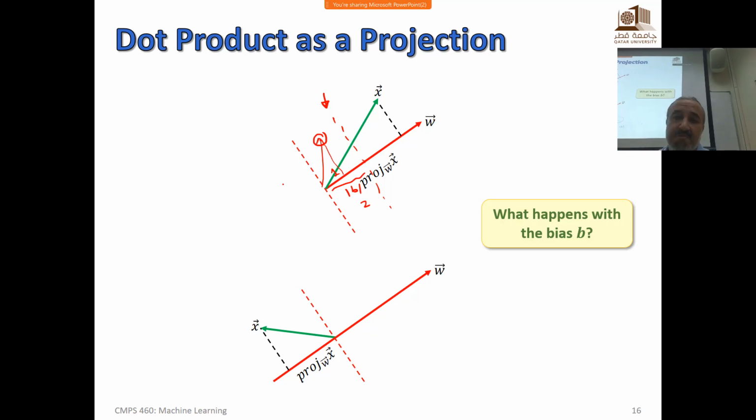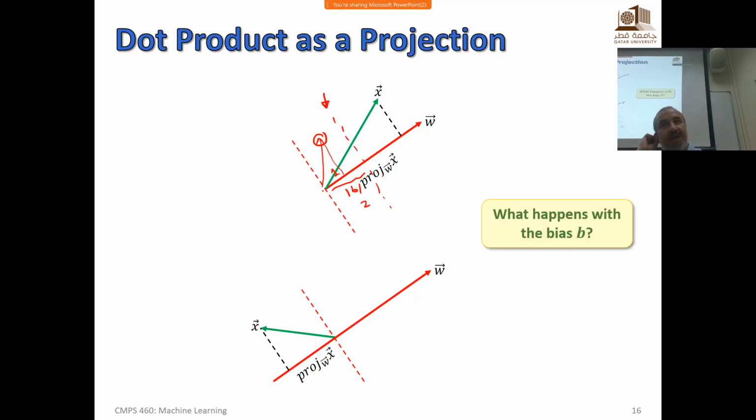So this is the meaning of the bias. When the bias is 0, it will be the origin. The decision boundary will be passing by the origin. If the bias is positive, we are pushing it in the reverse direction of W. If the bias is negative, we are pushing it in the direction of W. Okay? Is that clear? Any questions about this? Okay.